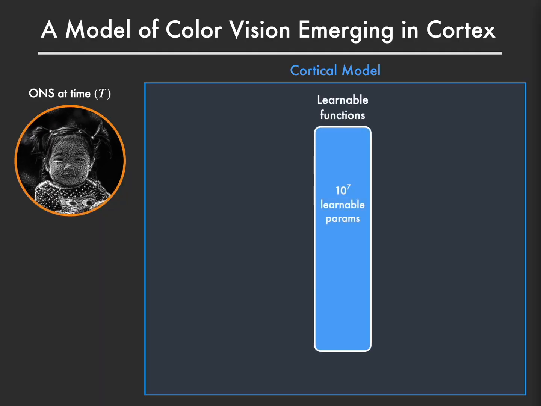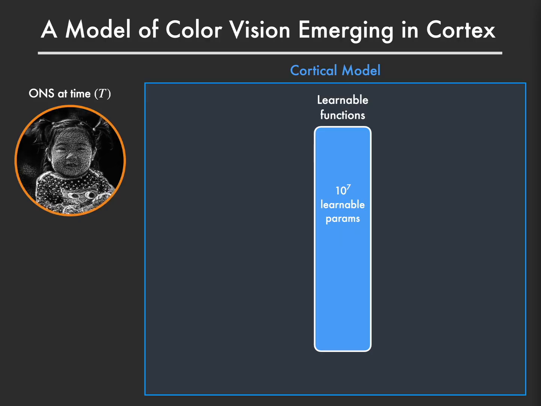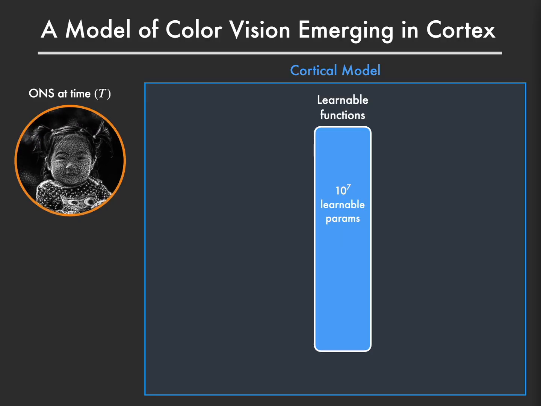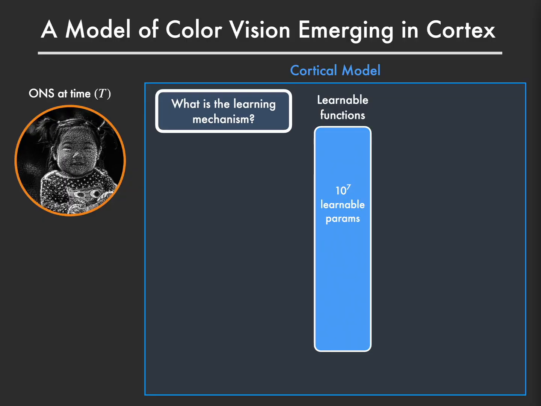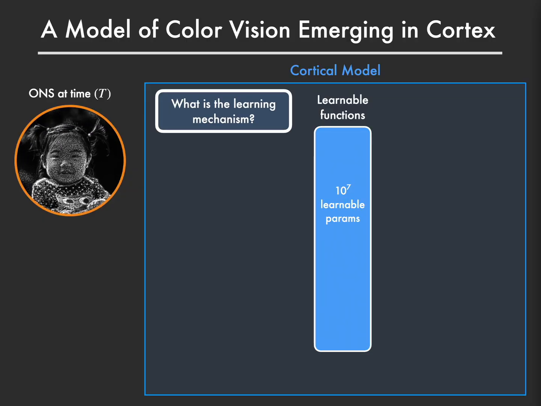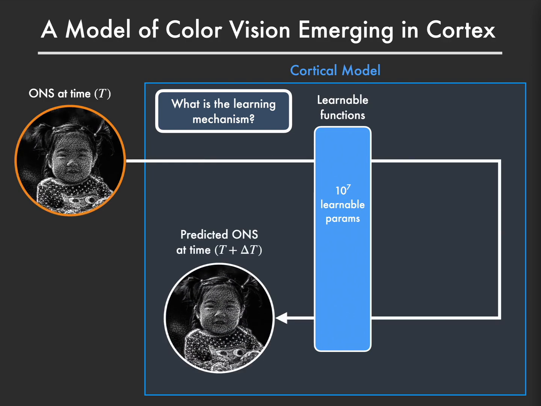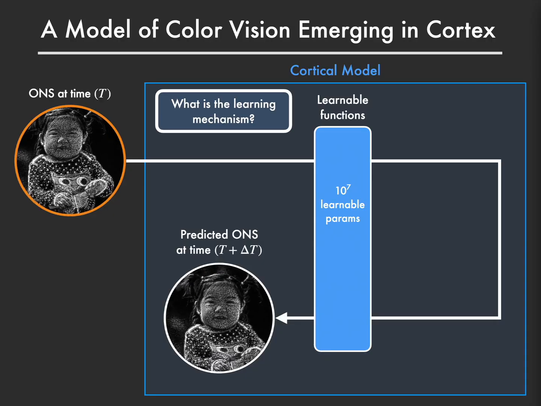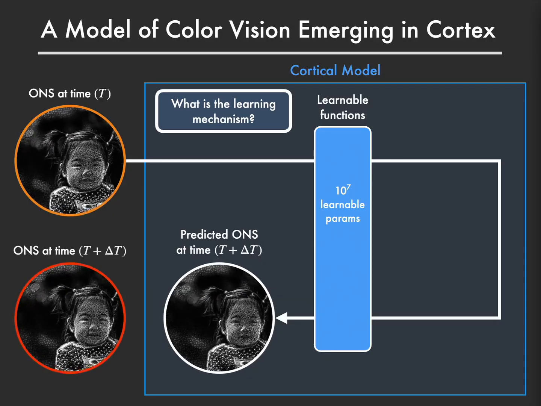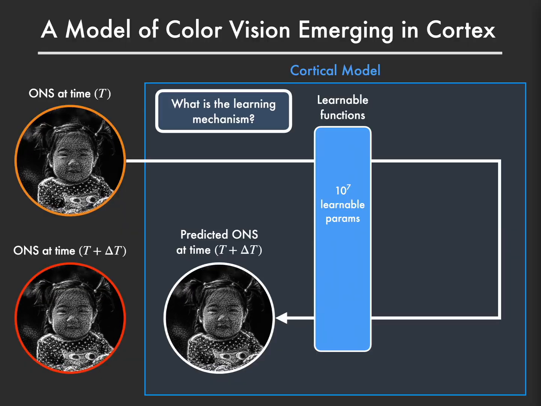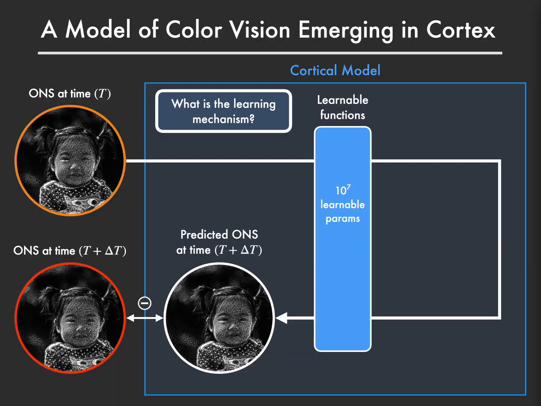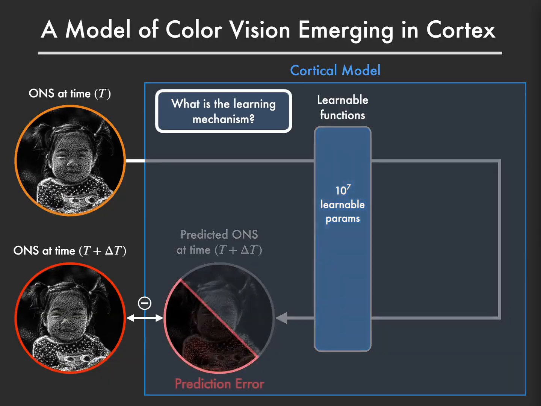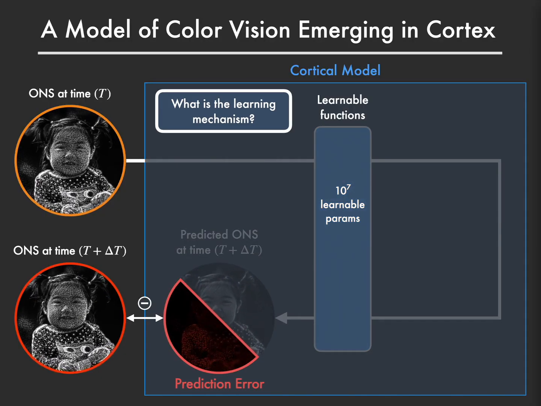And the key component of this model is that inside the cortex, we model learnable functions with millions of learnable parameters. So the question now is, what is the learning mechanism for the emergence of color vision? We say the cortex receives the optic nerve signals, goes through the learnable functions in order to make a prediction of the signal at a short time in the future. Now, of course, the brain receives the real optic nerve signal at that short time in the future, and it can compare its prediction against the incoming signal in order to calculate the cell-by-cell error in that prediction.